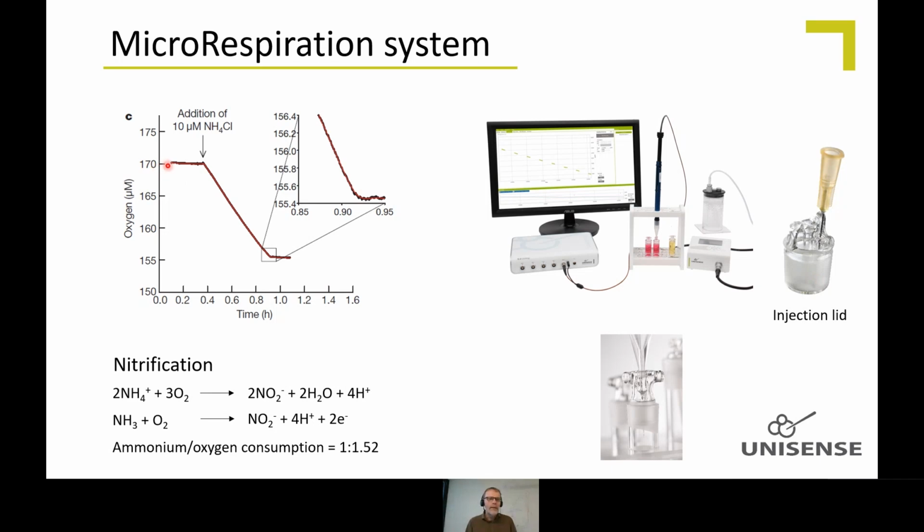They had the ammonia oxidizing organisms in here. Oxygen was constant until they added 10 micromolar of ammonium chloride, and then oxygen consumption started immediately and then leveled off again when the ammonia was consumed. There was about 15 micromolar of oxygen that disappeared through this period.